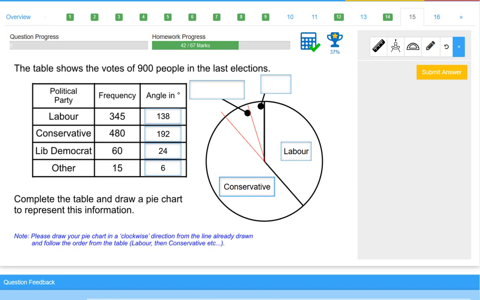The next one here is going to be Lib Dem, so Liberal Democrat. These are all political parties. And then the other one is going to be other. So MathsWatch may complain about my last sector. Let's see how we do. And actually it did complain about the last one. Well, never mind. I will forgive myself on this occasion because I don't want the video to last hours and hours and hours.